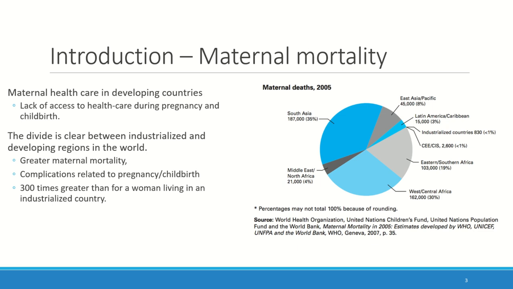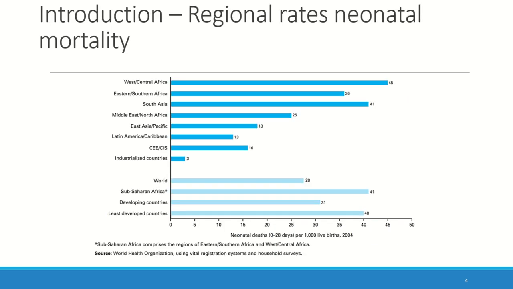Here we can see some statistics on maternal mortality in a study done in 2007. As you can see here, industrialized countries have a much lower rate of maternal mortality than developing regions in the world. The divide is quite clear between industrialized and developing regions in the world. There is greater maternal mortality, there are more complications related to the pregnancy and childbirth, and it's almost 300 times greater. So this is one of the things we want to tackle by developing technology.